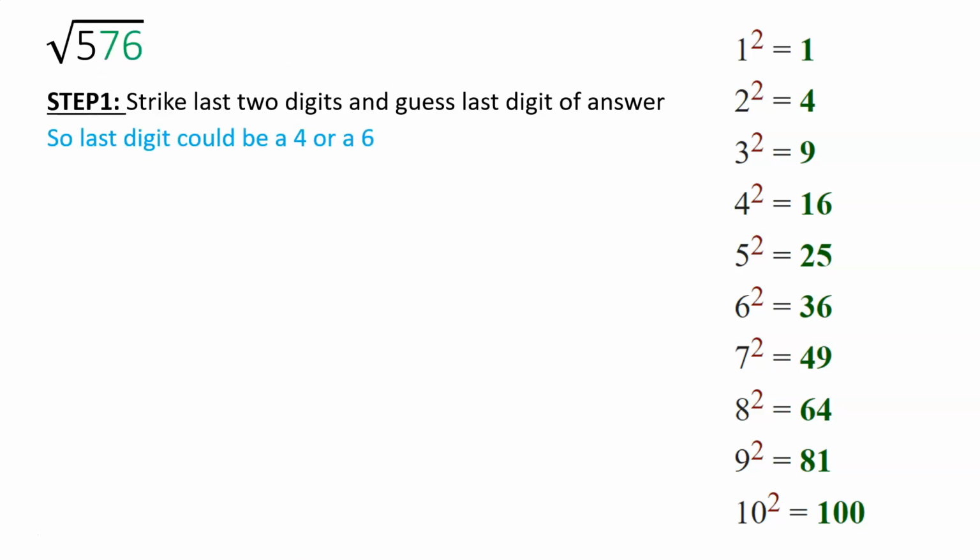Step 1. Strike the last 2 digits and guess the last digit of the answer. That is, the last 2 digits are 7 and 6, you strike them and you guess the last digit of the answer by using the last digit in the question. For example, in this question the last digit is a 6. From this table we get the unit digit as a 6 here and also here. So there are two possibilities for the last digit of the answer. It can be 4 or a 6.